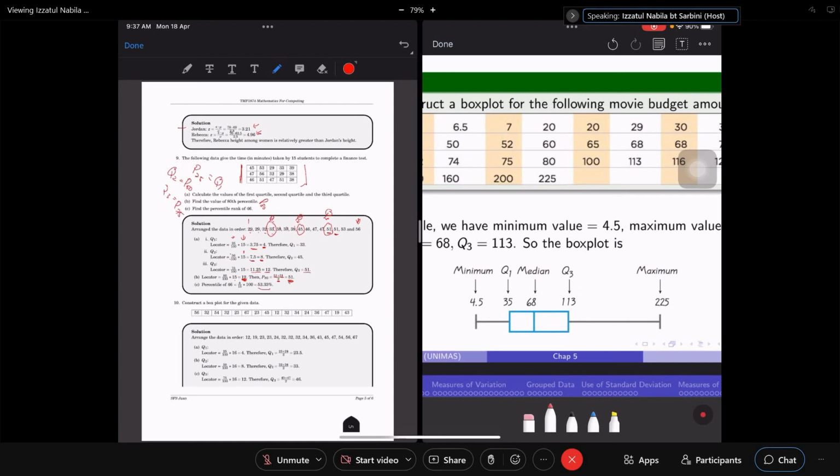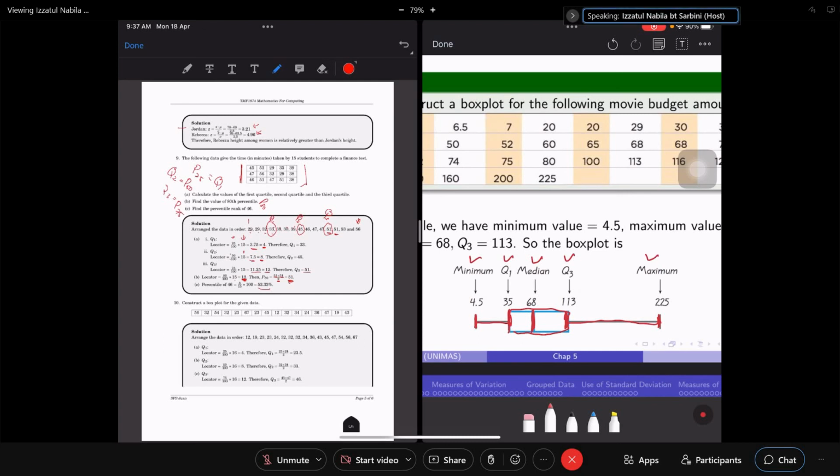You have a minimum value here, and then you have a box here. This box consists of the first quartile, this is the median, I mean the second quartile, and this is the third quartile, and then it ends with the maximum value. So you need to know the minimum, Q1, Q2, Q3, and maximum in order to draw a box plot.